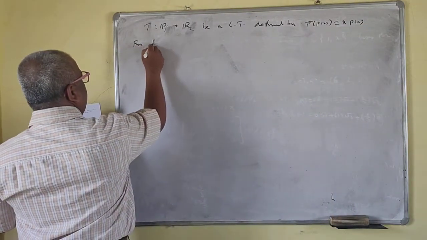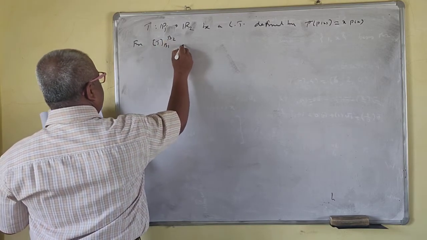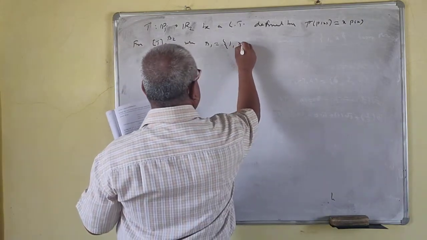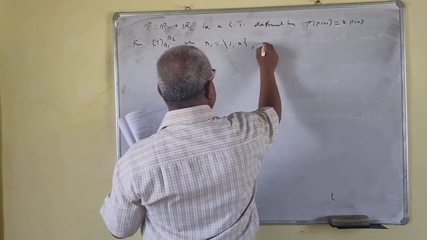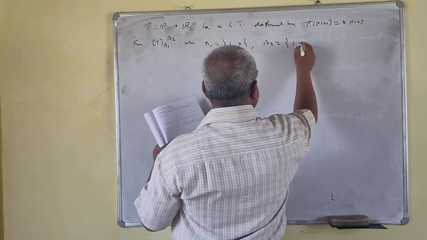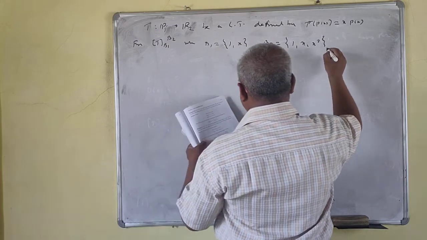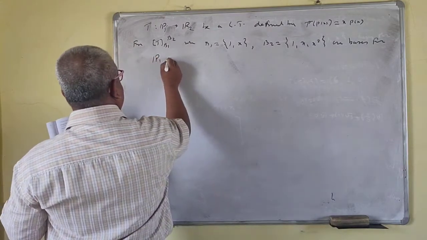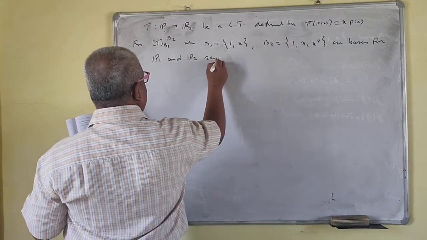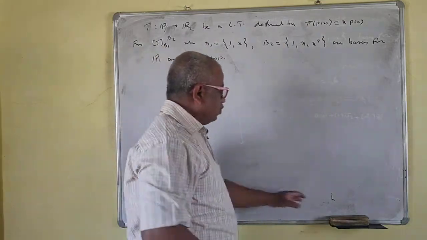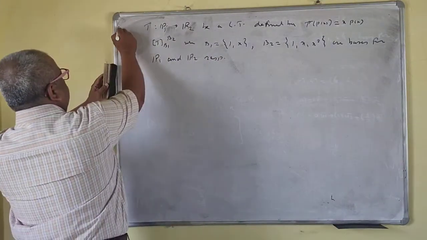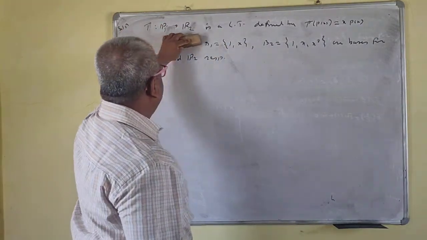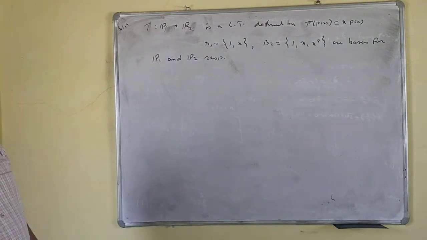Find the matrix of T from P1 to P2, where B1 is equal to {1, x} and B2 is equal to {1, x, x square} are bases for P1 and P2 respectively. Okay, now the solution. Given that T is a linear transformation, P1 is equal to this and P2 has this basis.